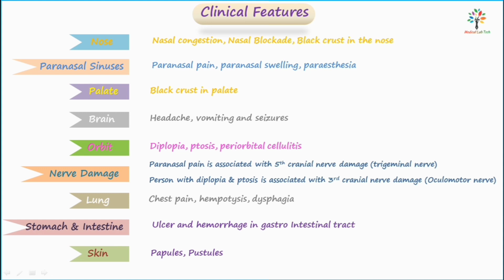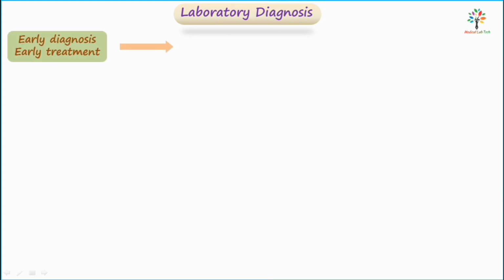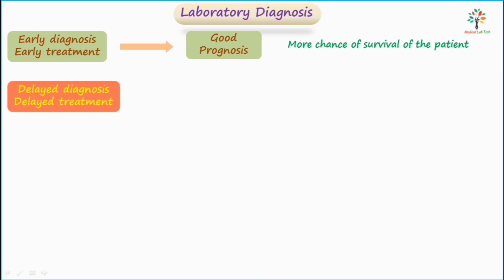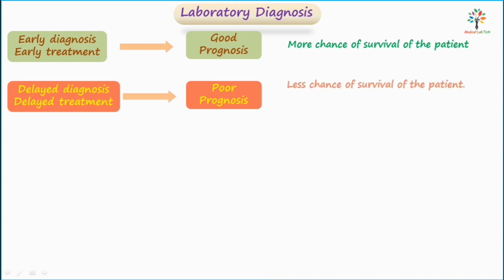Next we will discuss the diagnosis of mucormycosis. Early diagnosis and early treatment lead to good prognosis. There is more chance of survival. It is a rapid and destructive fungus, so delayed diagnosis and delayed treatment lead to poor prognosis. As a result, there is less chance of survival of the patient. If untreated, the patient may die within 7 to 10 days.